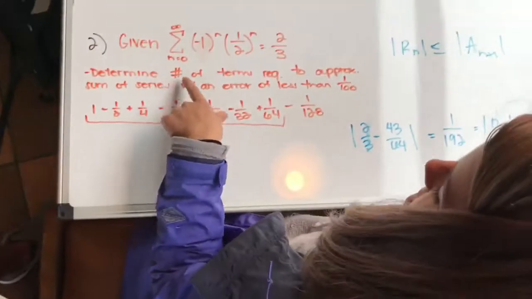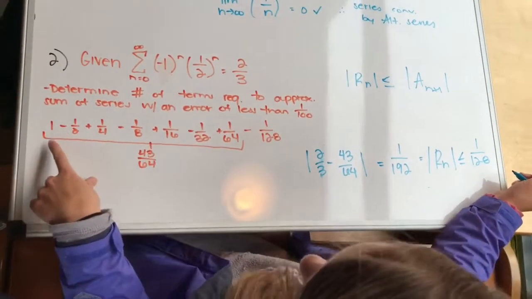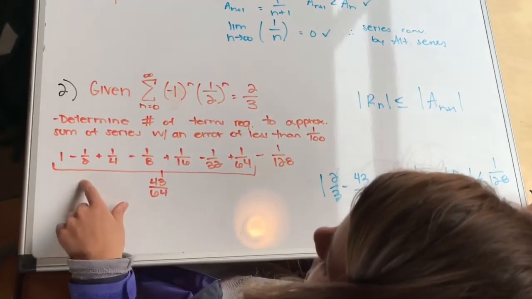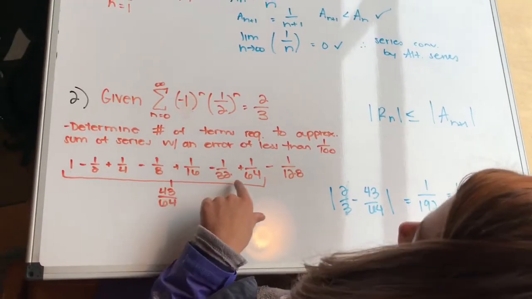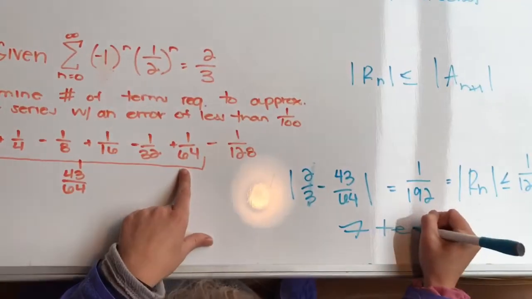So this question is actually asking me to determine the number of terms that it requires to approximate, so I just count the terms before 128. So 1, 2, 3, 4, 5, 6, 7. So it would be 7 terms.